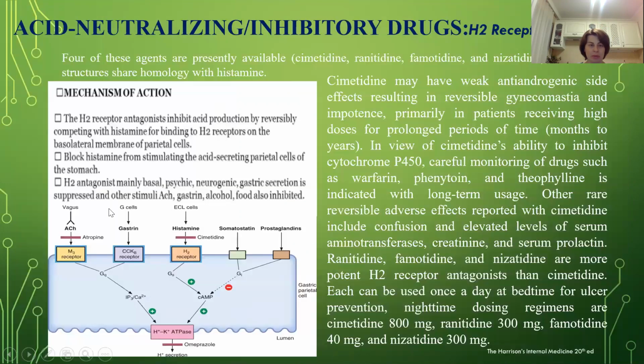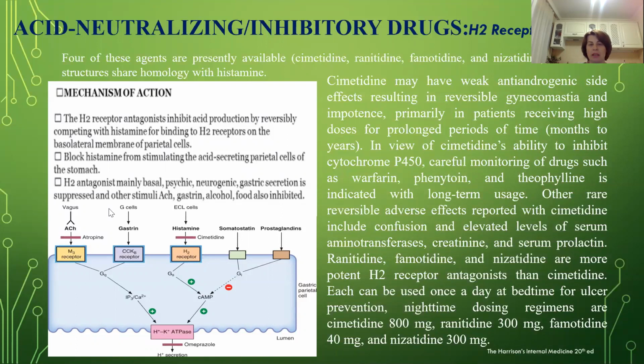Malox as calcium preparation. Another type of the drugs is already known by you, H2 receptor antagonists. They can inhibit acid production by reversibly competing with the histamine for binding of H2 receptors on the basolateral membrane of the parietal cells. They block histamine from stimulating the acid-secreting parietal cells of the stomach. Basal and neurogenic gastric secretion is suppressed, and other stimuli such as gastrin, alcohol, and food can also be inhibited.